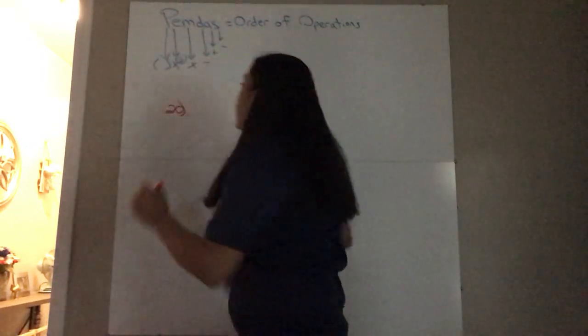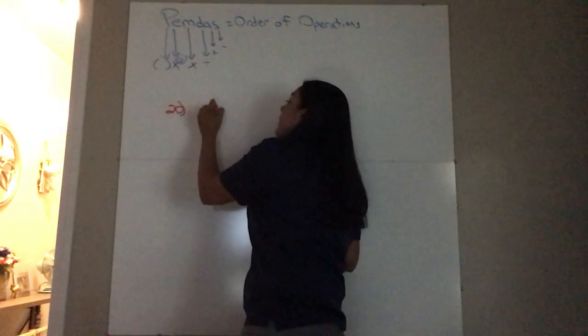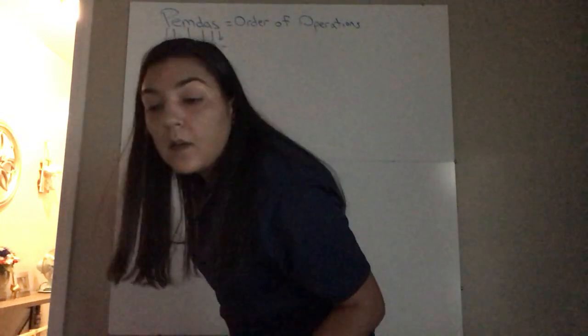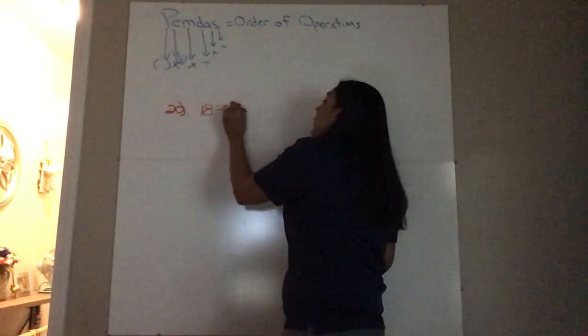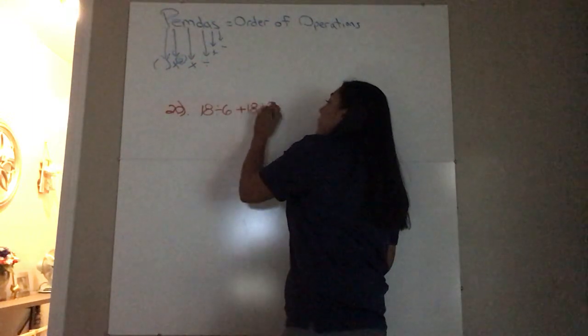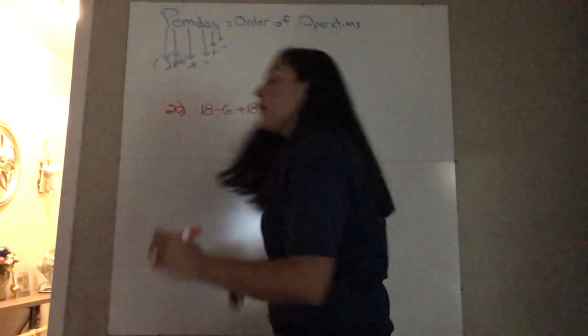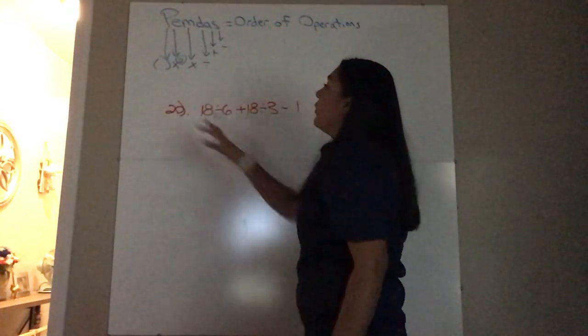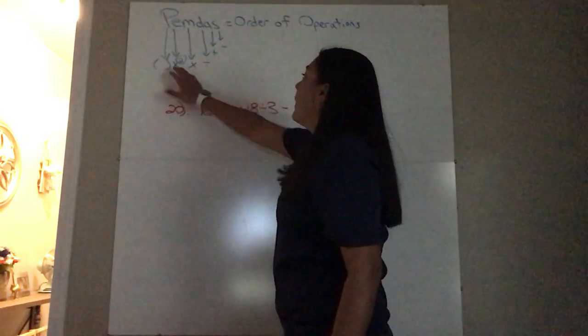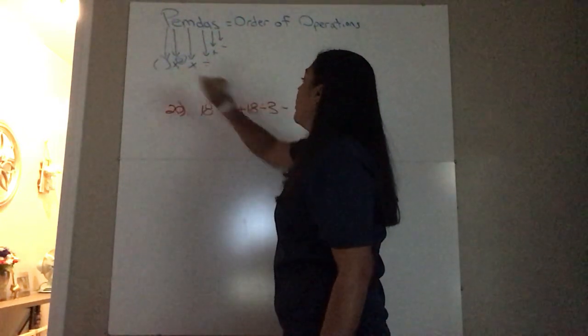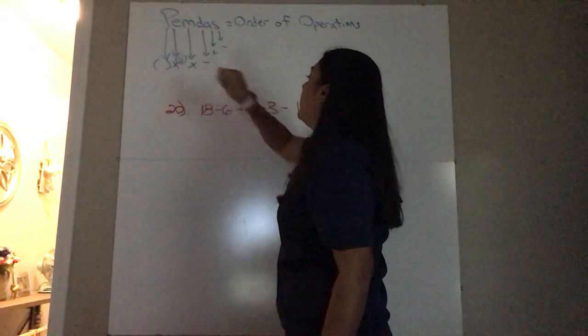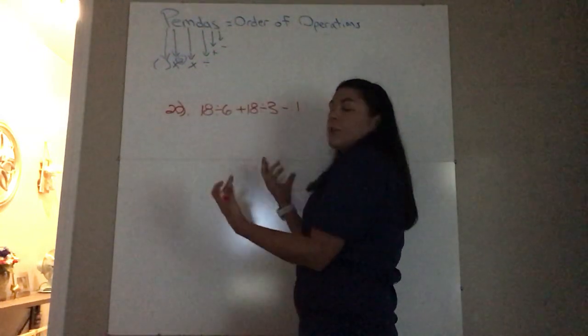20 says 18 divided by 6 plus 18 divided by 3 minus 1. Okay, do we have any parentheses? No. Do we have any exponents? No. Do we have any multiplication? No. Do we have any division? Yes. Now, which one do you divide first?